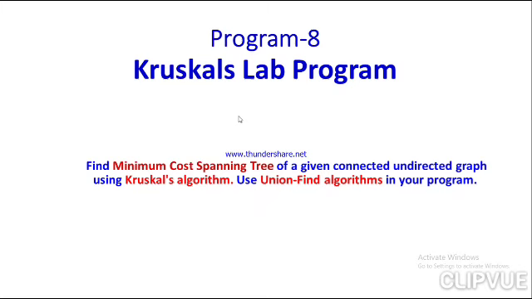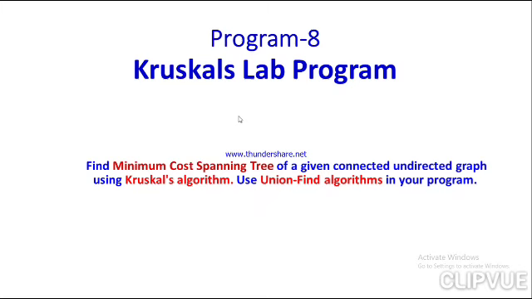Okay, specifically they are only telling for what type of graph you need to construct the minimum spanning tree. So make sure that whatever graph you are considering, it is a connected undirected graph. Okay, then using Kruskal's algorithm, and also explicitly they are telling that you need to use the union and the find algorithms in your program.